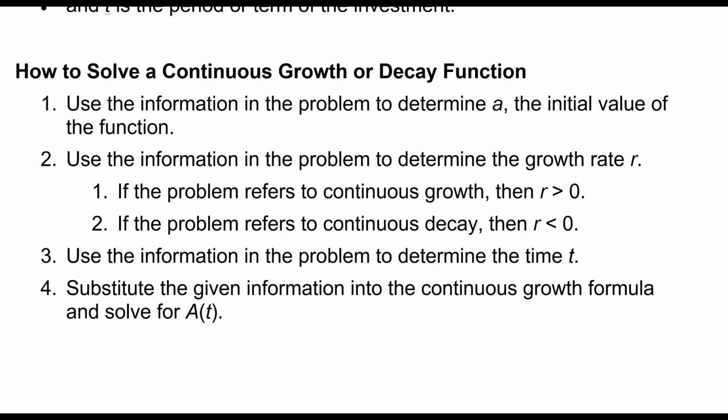First, we're going to use the information in the problem to determine a, the initial value of the function, or P if it's the financial one. Use the information in the problem to determine the growth rate r. Again, if r is greater than 0, it's growth. If it's less than 0, it's decay. Use the information in the problem to determine the time t. Substitute the given information into the continuous growth formula and solve for A(t).